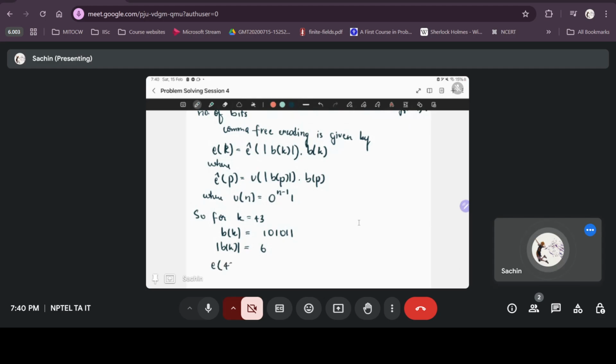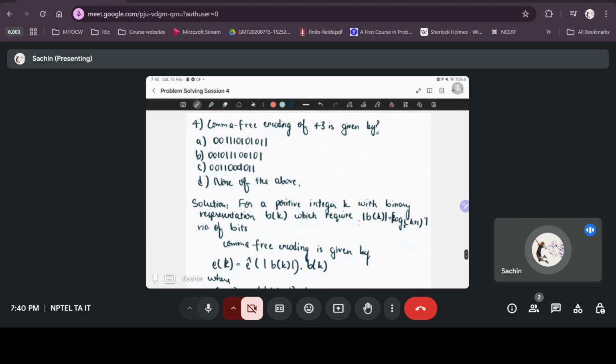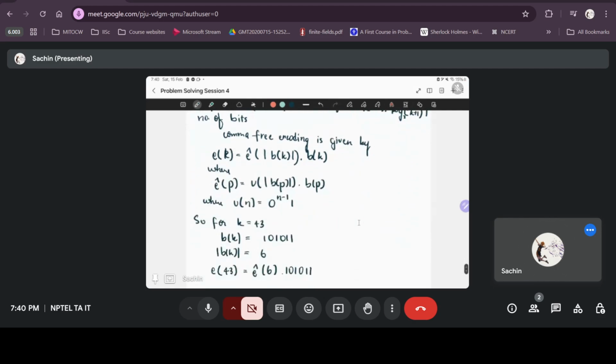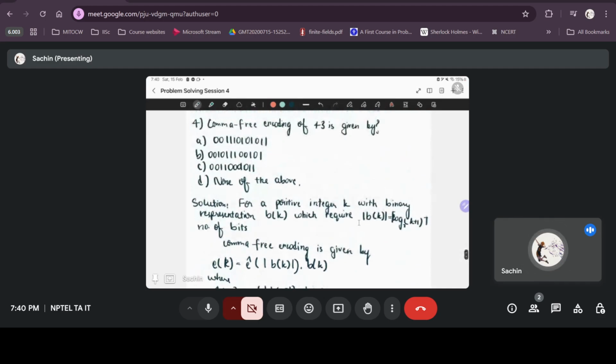So E of 43 is E hat of 6 concatenated with 101011. So right from that you can kind of rule out option B and C, because the comma free encoding of 43 has to end with the binary representation of 43, which is 101011. There's only two in option A, so it should be either A or none of the above.